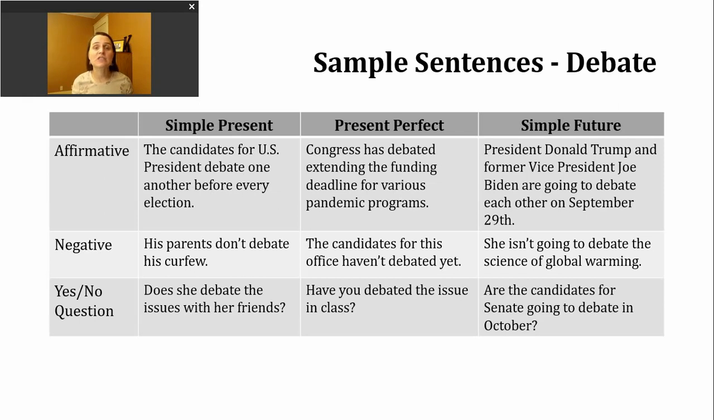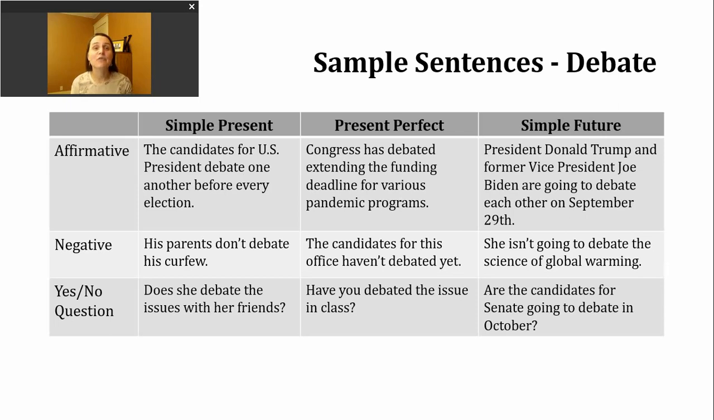Remember, we use this verb tense to talk about habits, routines, facts, our present feelings also. So the thing to remember about affirmative simple present is that if the subject is I, you, we, or they, then you can just use the base verb as it is. If the subject is he, she, or it, then we need to add an S to the end of this particular verb.